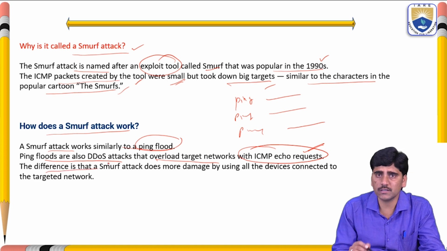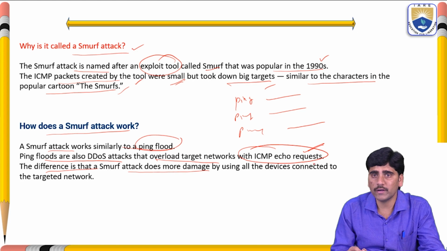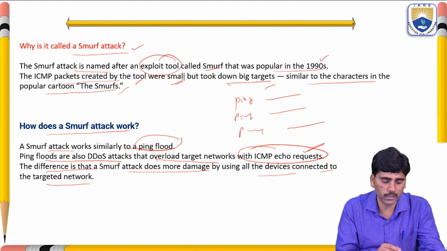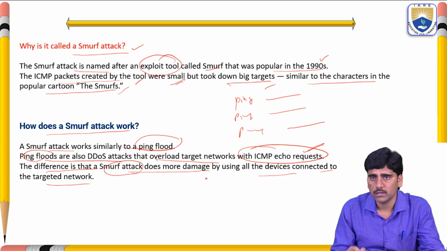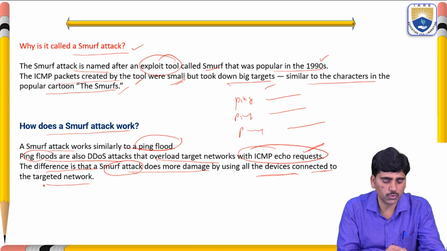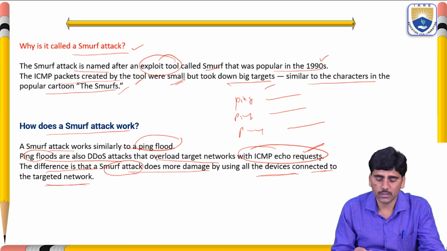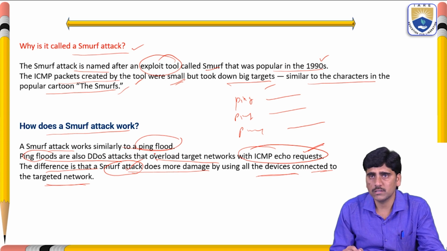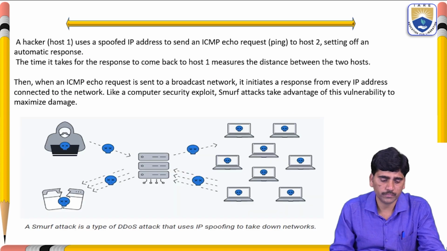The difference is that a Smurf attack does more damage than a ping flood by using all the devices connected to the target network. Whatever devices are connected to the network are all damaged by Smurf attacks.